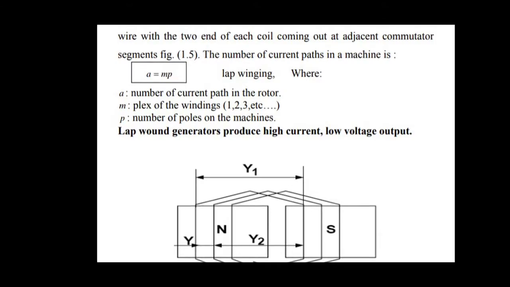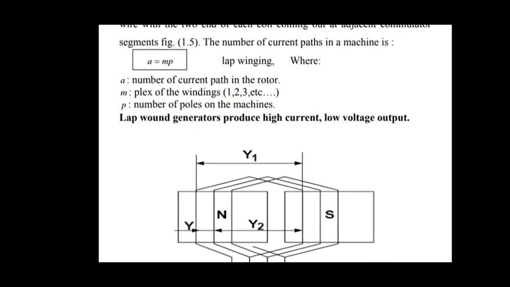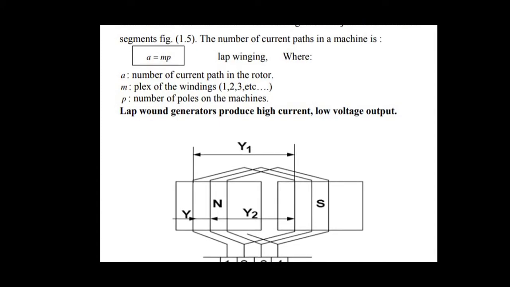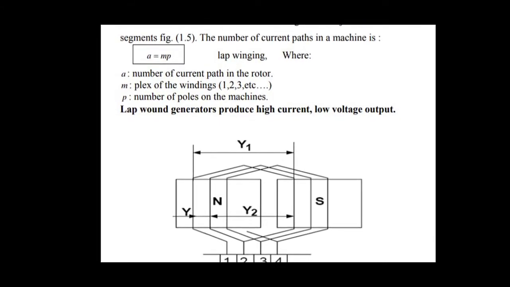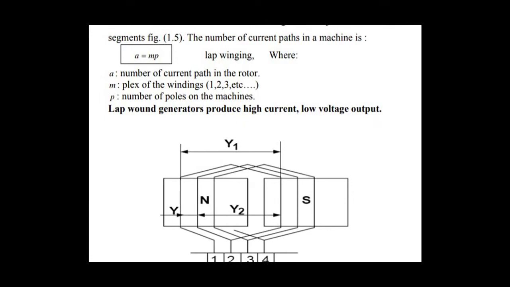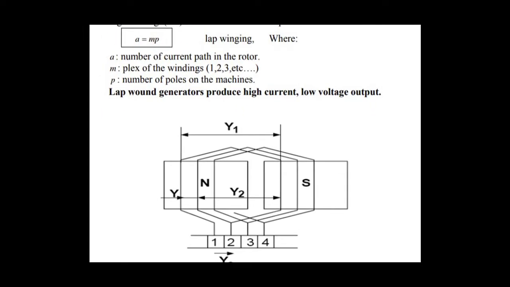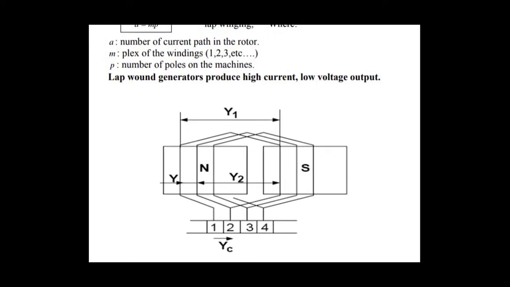A lap wound generator produces a high current, low voltage output.